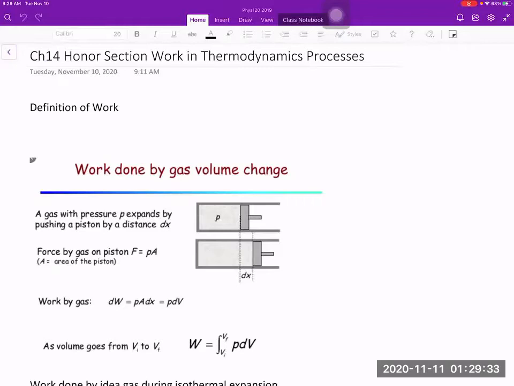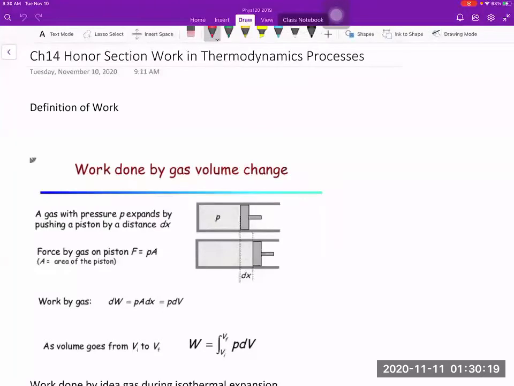Hi, this is the honors section for chapter 14. Chapter 14 is a discussion about thermodynamics. During thermodynamics, especially going from one process to another, we have several different special processes that we are interested in. The thing we are most interested in is the work done by these processes. So let's look at the work and how we define it. That is the topic we're going to discuss in this video.